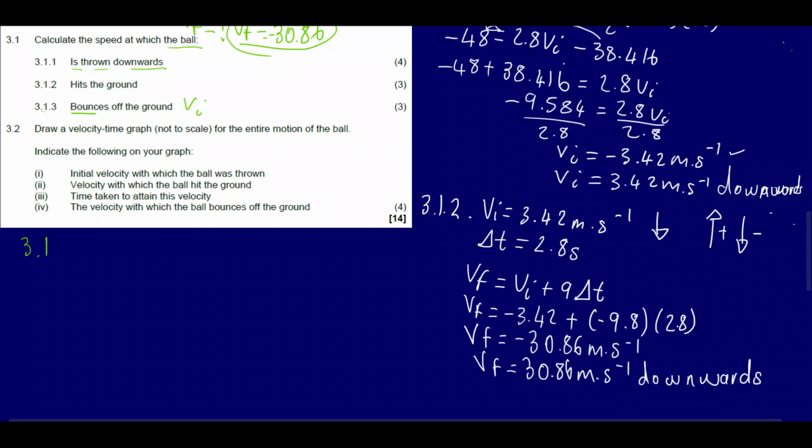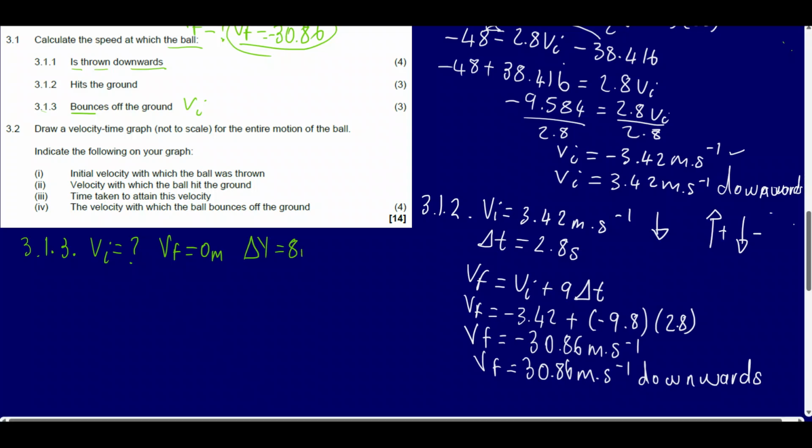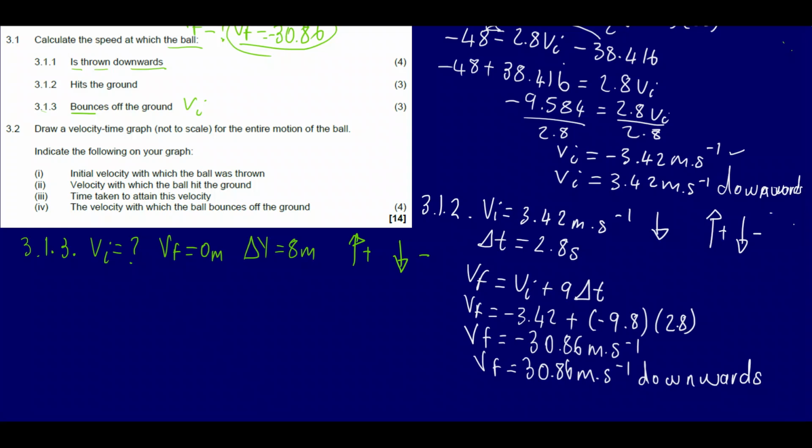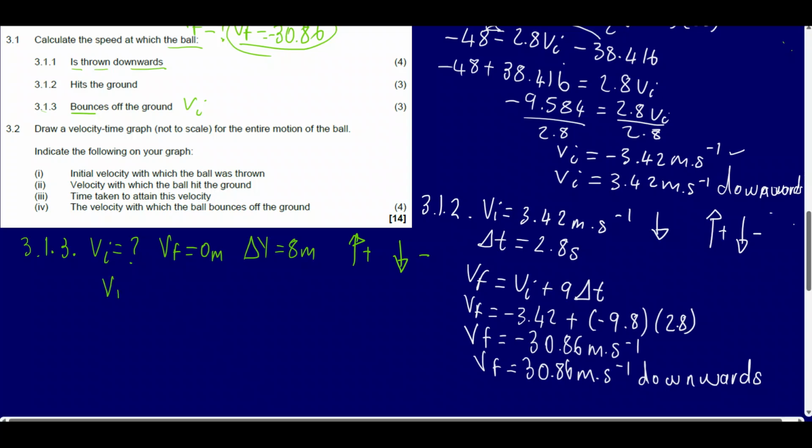So we'll say for 3.1.3, you will see that we'll have the initial velocity, which is an unknown, which is what we're trying to calculate, and the final velocity is 0. We'll make use of the delta y, which is 8 meters. So we're taking the upward direction as positive and the downward direction as negative. What is our goal? Our goal is to calculate the velocity that it leaves the ground with.